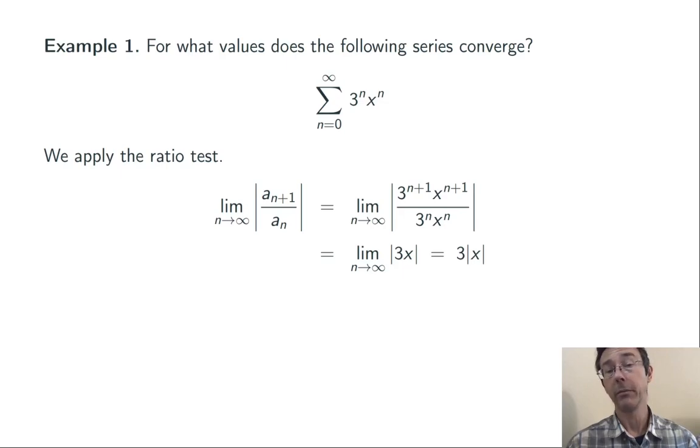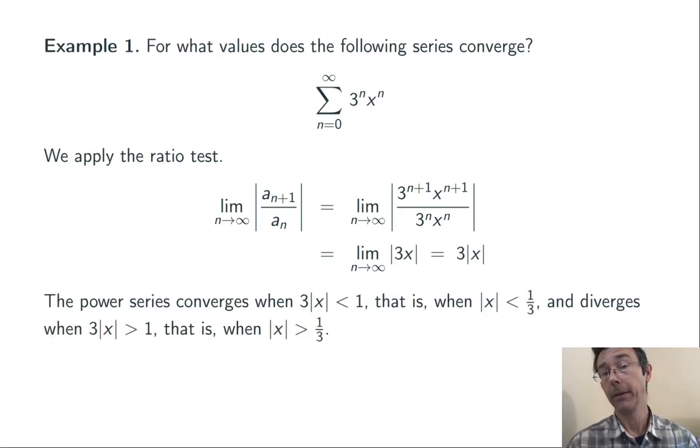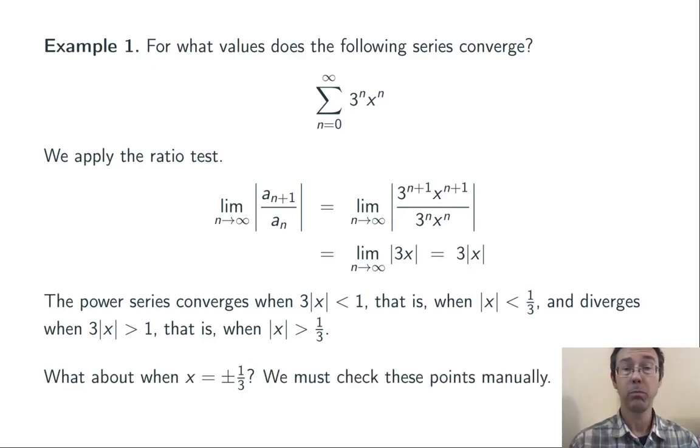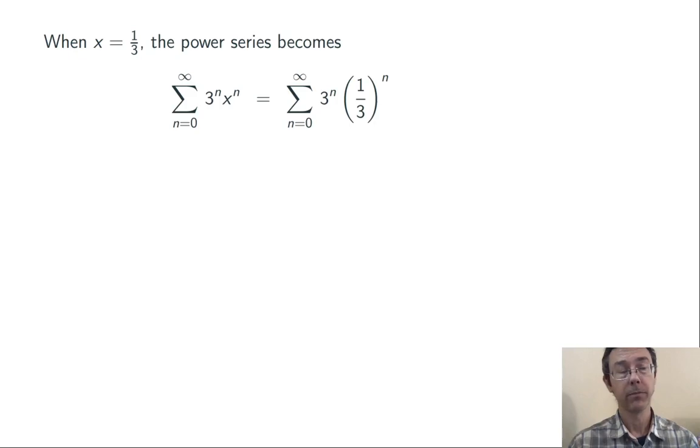So when 3 times the absolute value of x is less than 1, in other words, when the absolute value of x is less than a third. So from negative a third to positive a third. Additionally, the ratio test says that the series is going to diverge when this limit is greater than 1. So we have to check the endpoints manually. The ratio test says nothing when that limit is exactly 1. Let's plug each one in and see what happens.